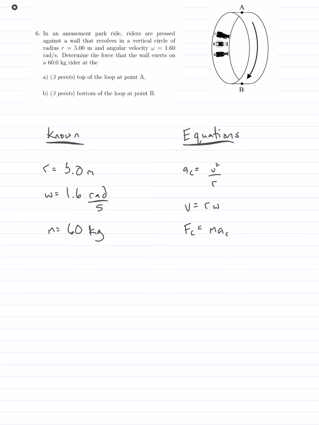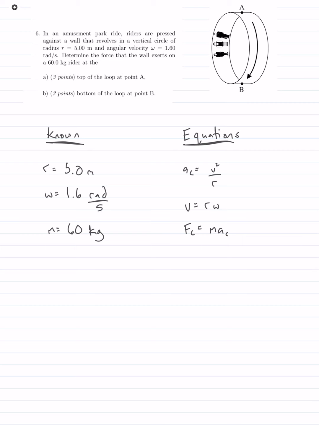So this question states: in an amusement park ride, riders are pressed against a wall that revolves in a vertical circle of radius r equals 5.00 meters and angular velocity omega equal to 1.6 radians per second. Determine the force that the wall exerts on a 60 kilogram rider at A, the top of the loop, and B, the bottom of the loop.